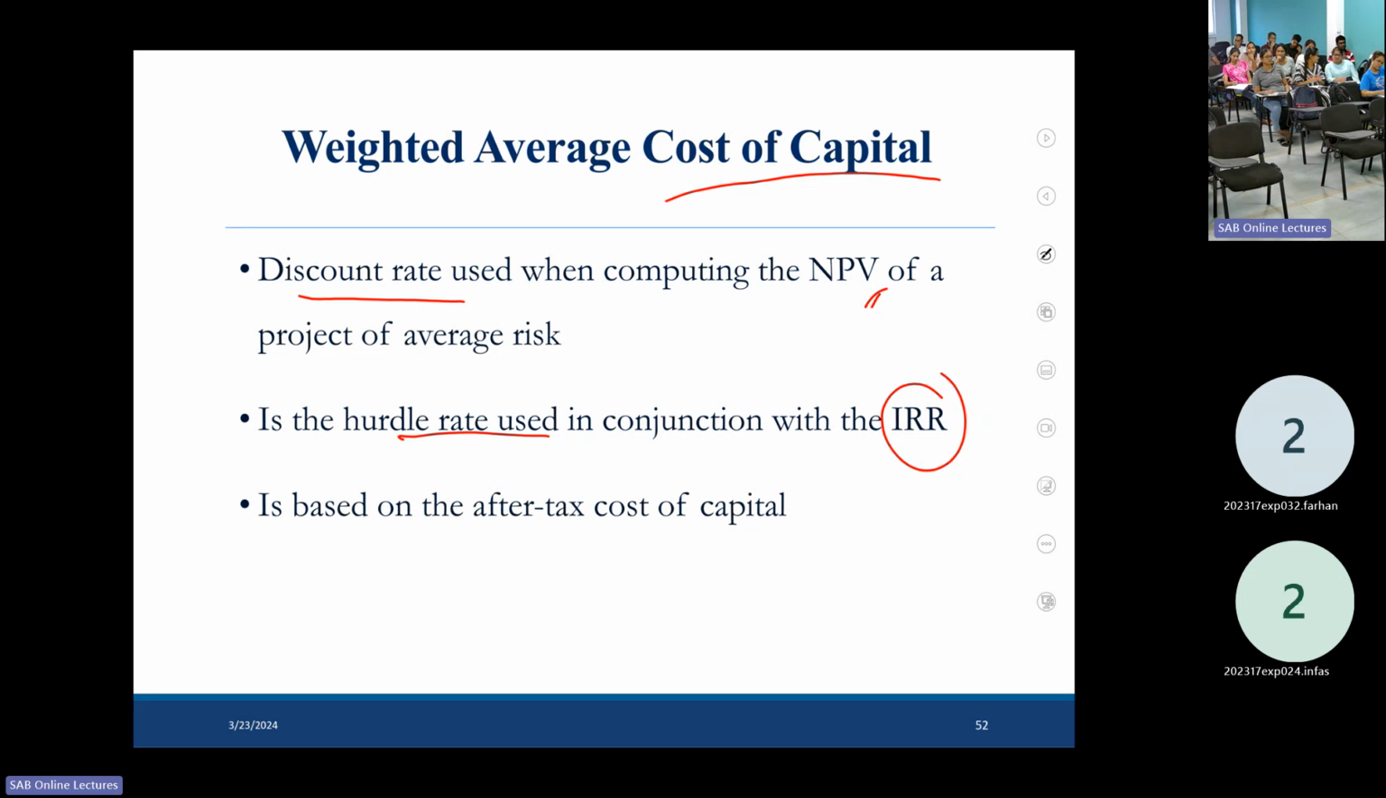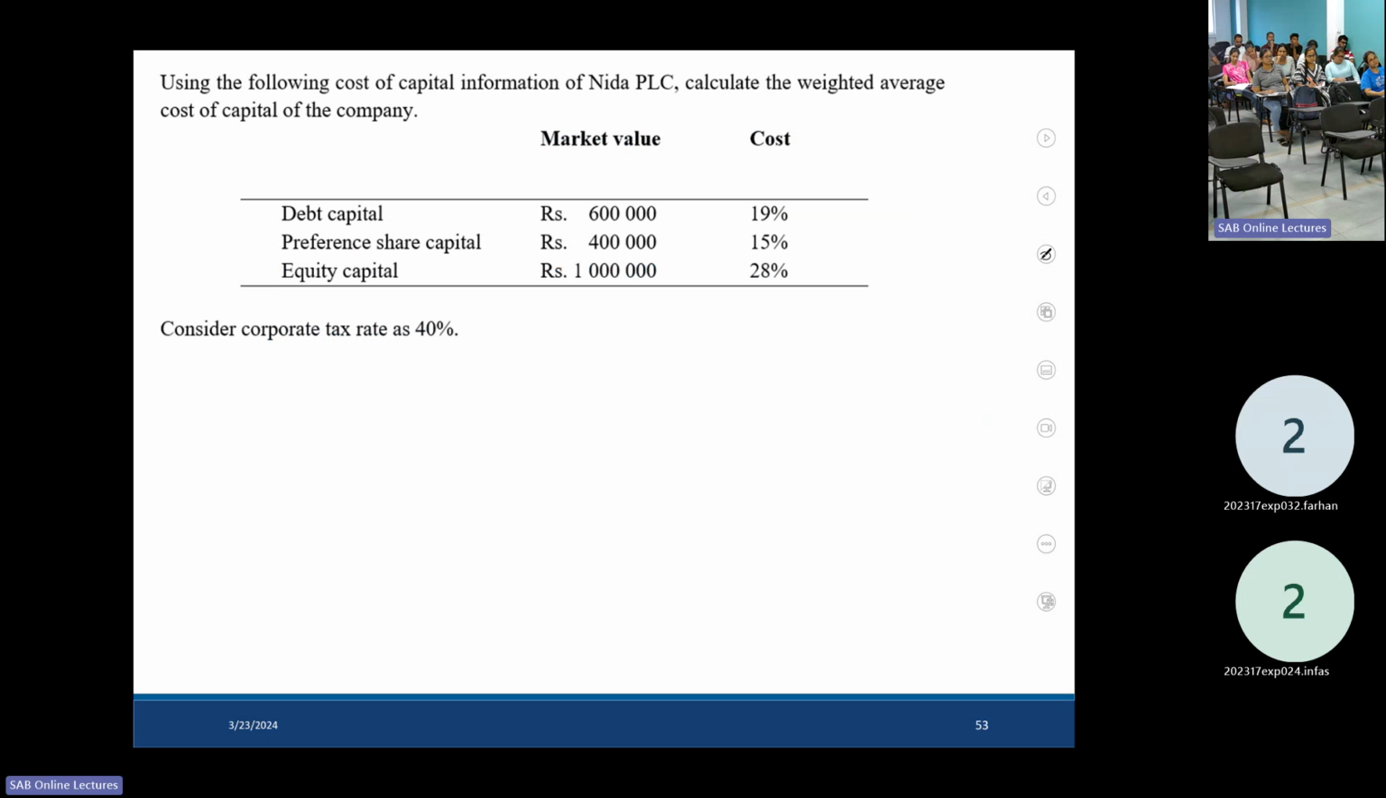It is based on the after-tax basis. Normally, you know that the tax impact is only on the debt capital, so this is based on the after-tax. This is where the average cost of capital comes in. This is a very important number. Without knowing this, nothing can be done by financial management. You should know what our cost of capital is. Right? So this is a very important number.